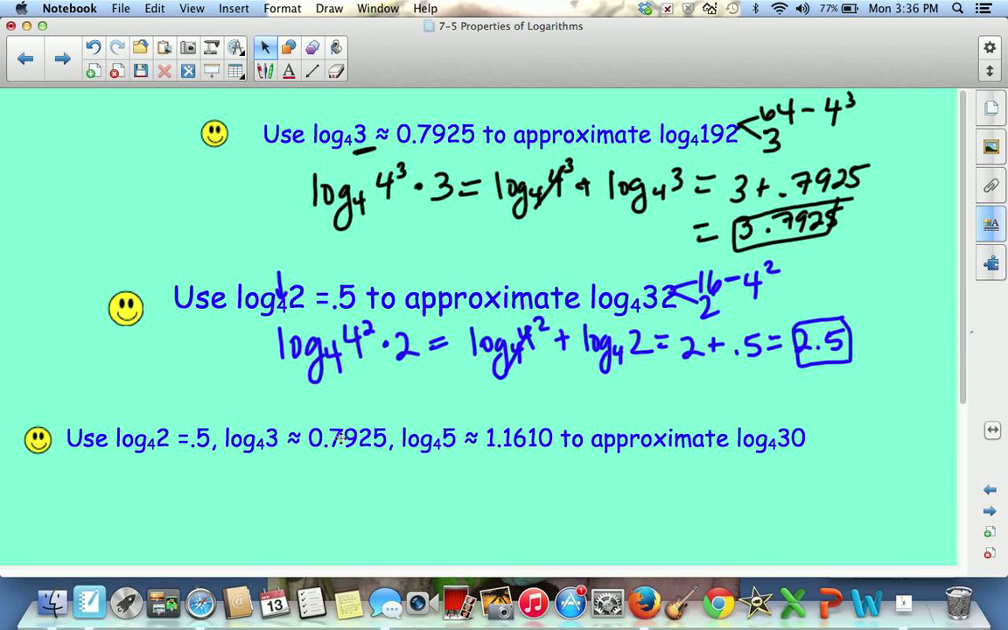Let's do another one here. Go ahead and pause the video and see if you can write 30 using these numbers.